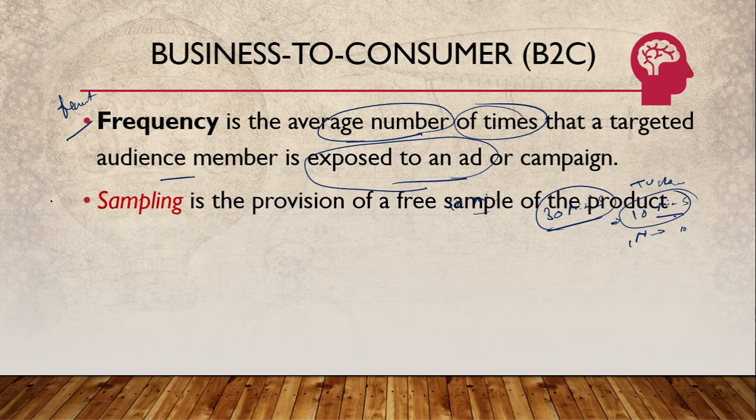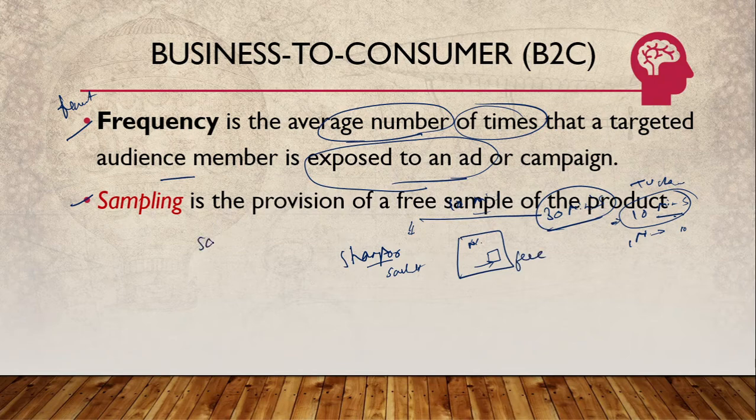Next is sampling, which is the provision of a free sample of the product. Let us take the case of a shampoo. In olden days, you might have seen on the top of the newspaper, some of the new companies who were selling shampoos used to attach a small sachet to the newspaper and distribute it for free. So what they are giving is actually a sample of the product for free to the people who are purchasing that newspaper. So this method of promoting, or reaching the end customer, is nothing but sampling.